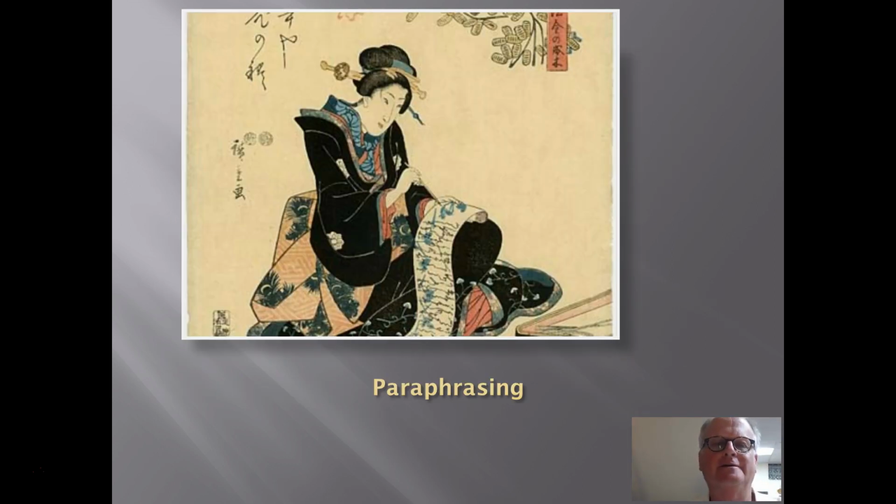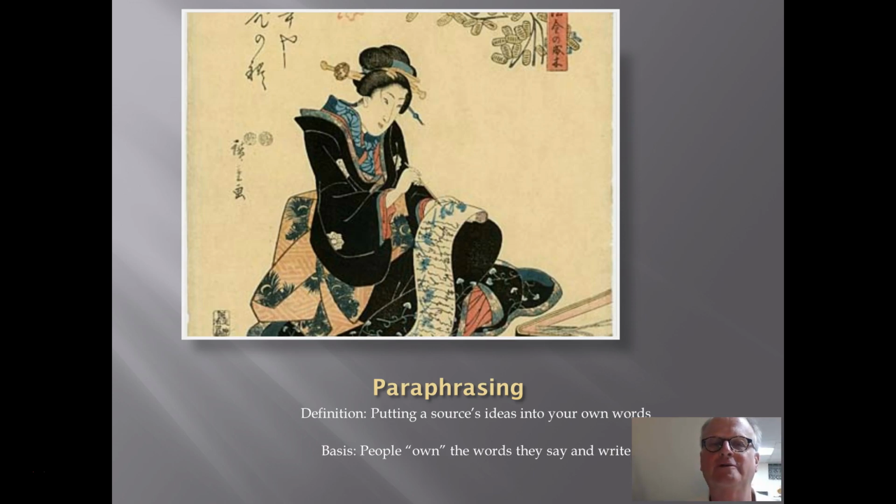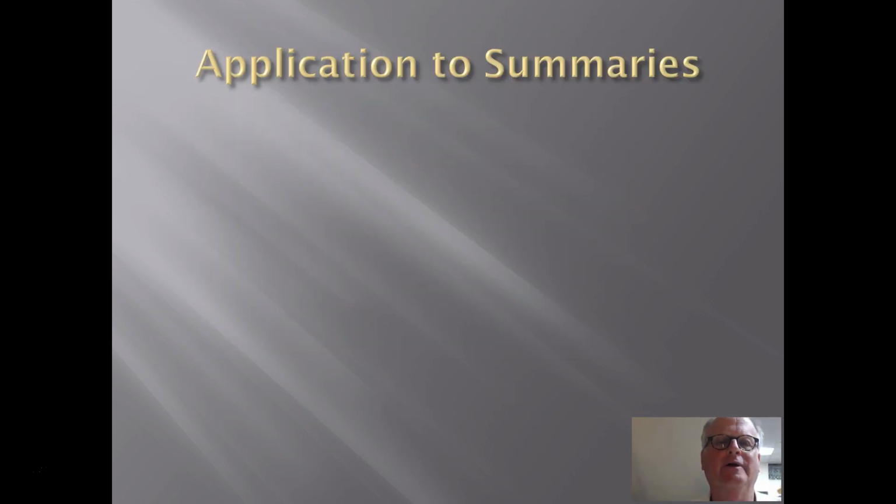What about paraphrasing? So that's writing a one-sentence summary. What comes next? Well, what should come next is a series of sentences where you're taking information from the source and putting it into your own words. People own the words they say and write, so you're indicating what is your information, what comes from your sources, and what are your own ideas. And we do this through the process of paraphrasing.